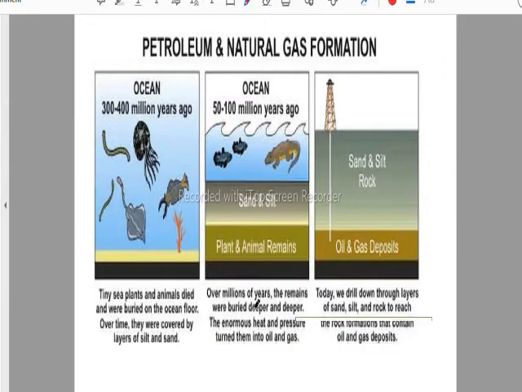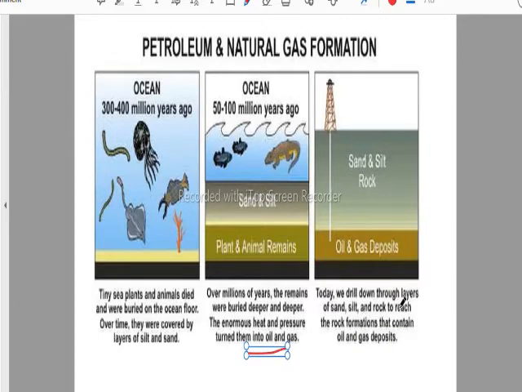Over millions of years the remains were buried deeper and deeper, और ये नीचे की तरफ चले जाएंगे, ऊपर इनके soil cover होती जाएगी. The enormous heat and pressure turned them into oil and gases. और जिससे क्या होगा, इन पे हाई प्रेशर और हाई टेम्परेचर वर्क करेगा और ये ऑयल और गैसेस में चेंज हो जाएंगे.